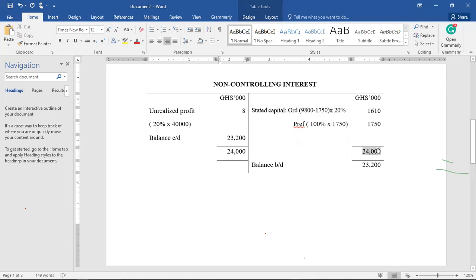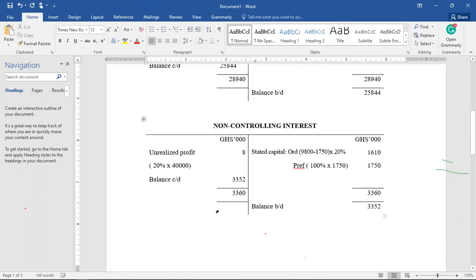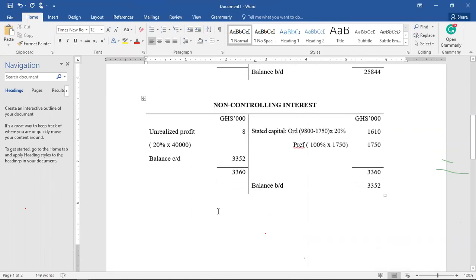The total will be how much here? $3,360. Yeah, that's it. 3,360. I have to be writing it fast because if I have to be depending on you people for calculation, we will not finish here today. So that's how you prepare your minority interest accounts.